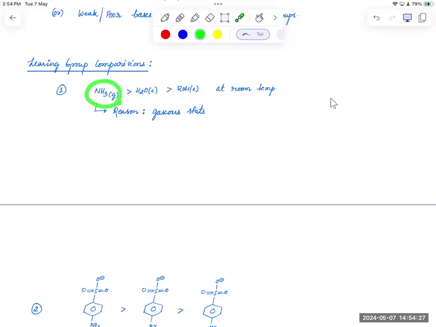Ammonia can leave more easily compared to water and ROH, because once it comes out, it comes out as a gas. Gas is always given more priority than liquid, than solid. Entropy reasons: gas is coming means entropy is increasing.